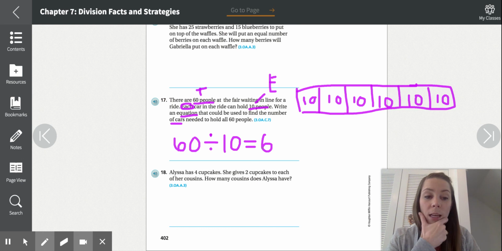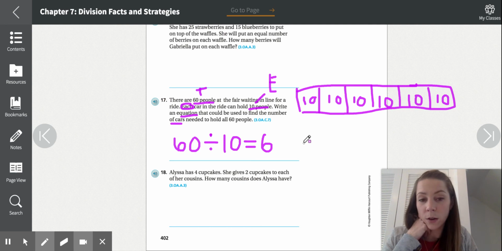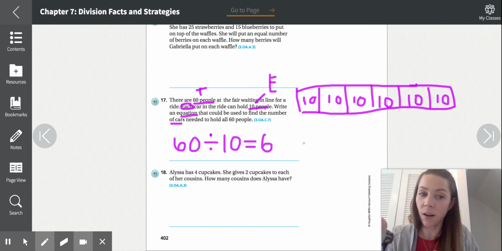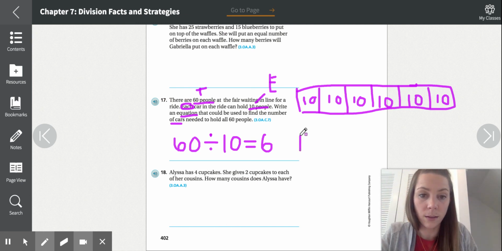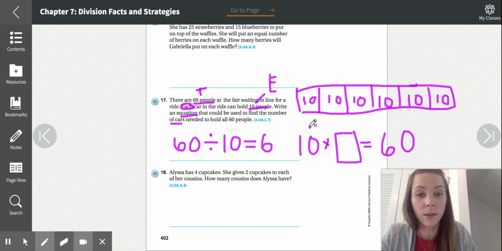If you decided to use skip counting going forward and use multiplication, you just have to have one special thing you need to show me in your equation. You have to show me that you were missing the 6, like you didn't already know the 6. So you would do it something like this: 10 times box. Remember how we've had that before? Like you're trying to figure out what goes in this box, but you know that the total has to be 60. So you already knew this and this, and you're trying to find out this. So you put the box to show me this was what you're finding out.